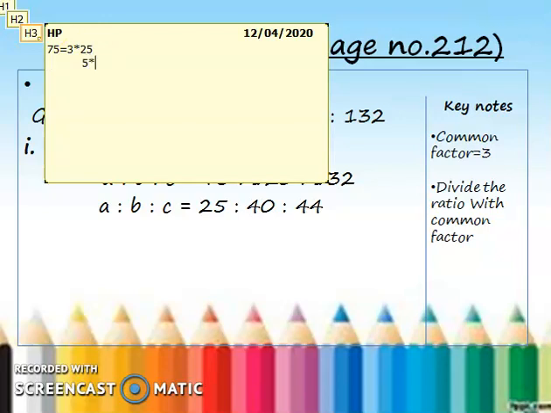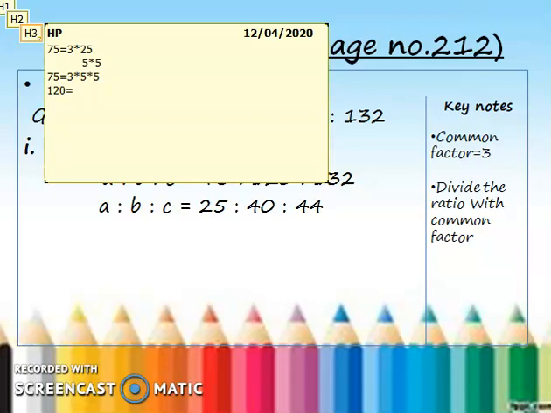5 multiplied by 5, isn't it 25? Yes, it is 25. 5 and 5 both are prime numbers, they cannot be further factorized. So we have got all the prime numbers. So the factors of 75 are 3, 5 and 5. Okay, the next number is 120, isn't it?